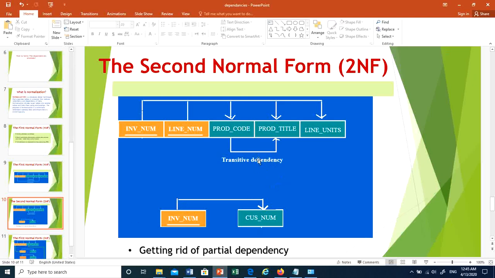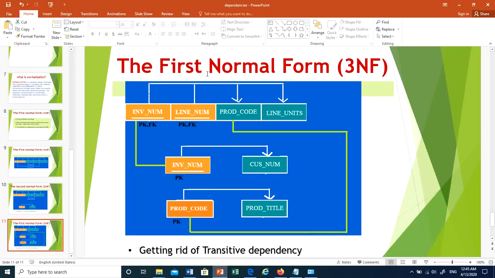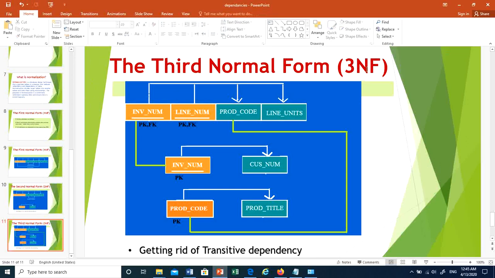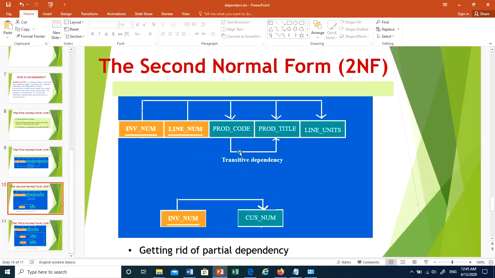Okay, what do I need to do? I need to get rid of this transitive dependency. To get rid of the transitive dependency, I should take it to the third normal form, which is 3NF. In the third normal form, I would like to get rid of the transitive dependency. What is the transitive dependency? I would like you to look at it here, product code and product title. So I would like to take them down, but I will leave a copy of the product code here so that I can create the relationship later. But I'm removing product title completely out and leaving a copy of product code with the original relation, like this.